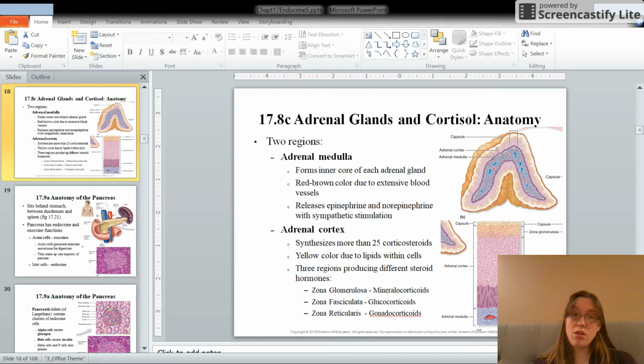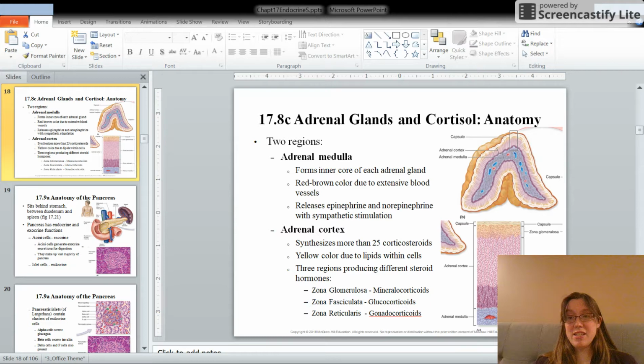And there are three different regions. So the capsule is the outside. That's not really one of the three regions, but it's going to be the outer area. The part right under the capsule, most superficial, is the zona glomerulosa, or the ZG layer. And this part is going to be producing mineralocorticoids. The next one, or the ZF, is the zona fasciculata.